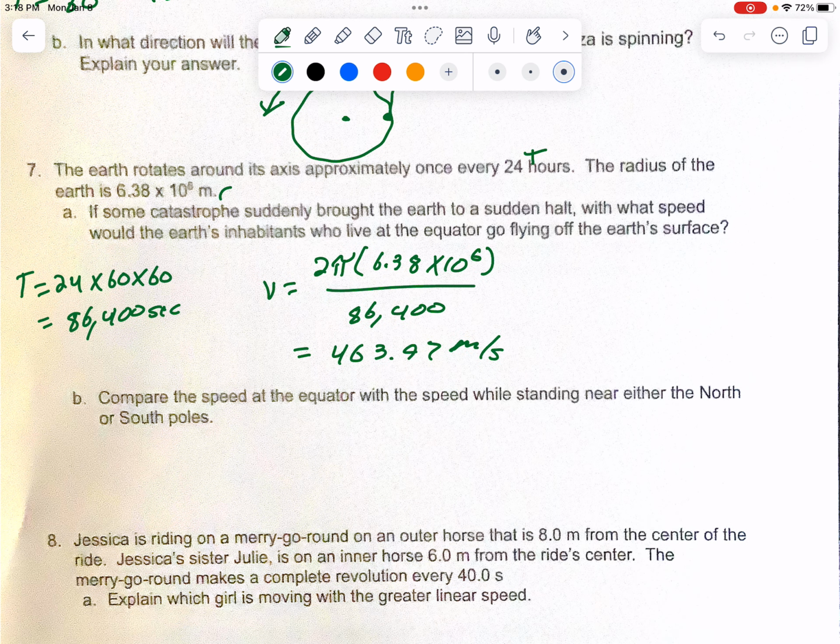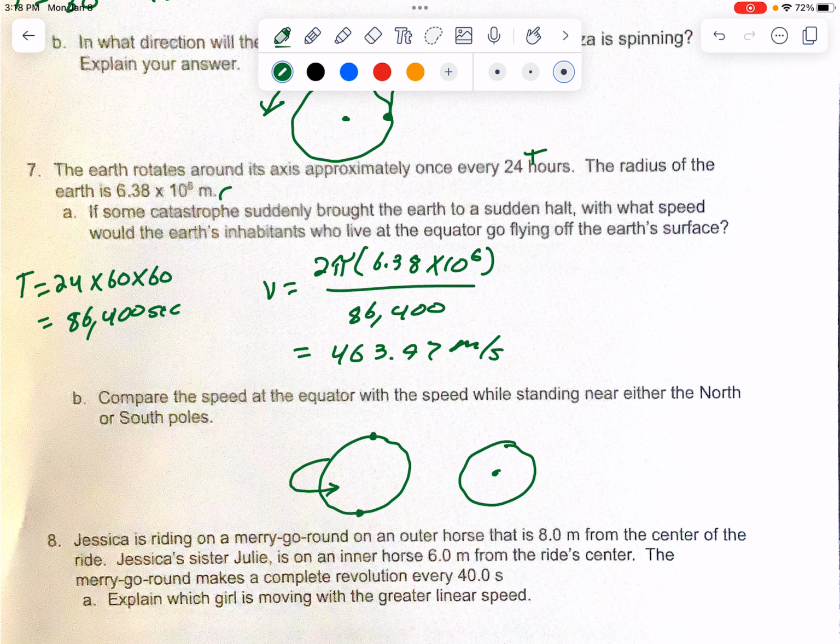B, compare the speed of the equator with the speed while standing near either the north or south poles. Okay, so you've got your Earth right here, and it's spinning around like this. And let's just say at the north and south pole, if you were to look at the Earth from the top down, you're looking at the North Pole right there.